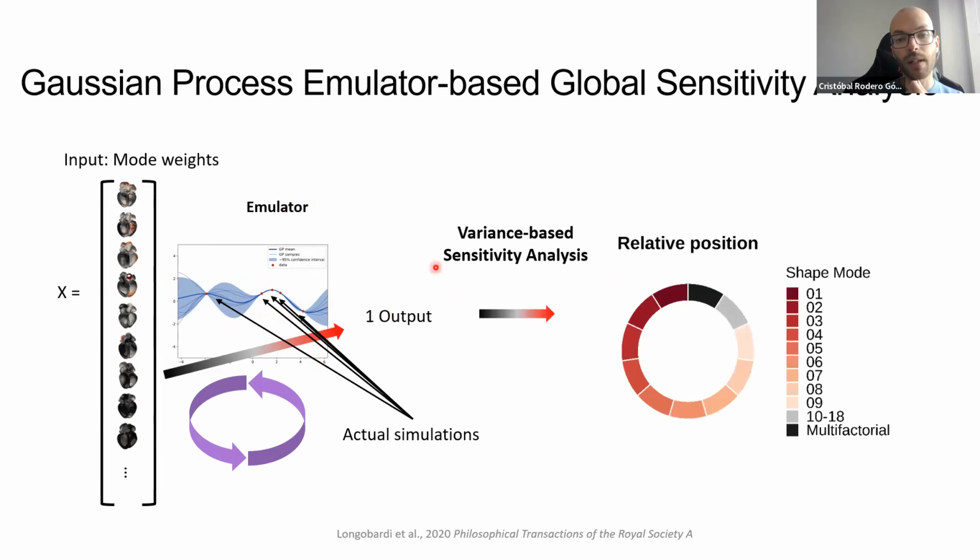So then we can do a variance-based sensitivity analysis, or GSA, where we will show modes 1 to 9 in this way, and then modes 10 to 18, since they usually didn't have much effect, we just group them in the same chunk. And then multifactorial is when, for example, mode 1 and mode 2 don't have much effect on their own, but when they interact with each other, they do.